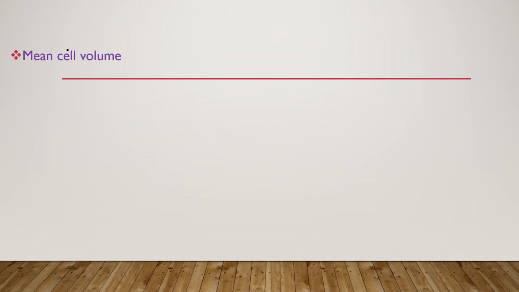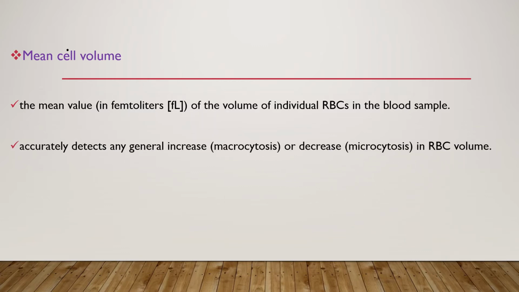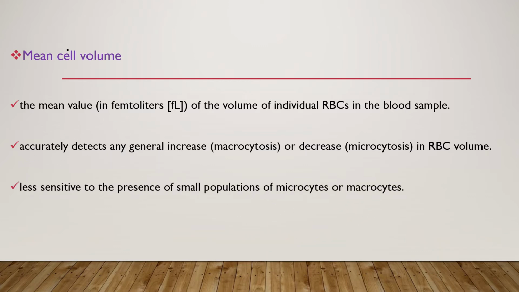The other important thing that we should see on complete blood count is RBC indices. From that, mean cell volume or MCV is important. The mean cell volume, which is measured in femtoliters, is the volume of an individual RBC in the blood sample. This mean cell volume accurately detects any general increase, which is called macrocytosis, or any general decrease, which is called microcytosis, in RBC volume. And this MCV is less sensitive to the presence of a small population of macrocytes or microcytes.